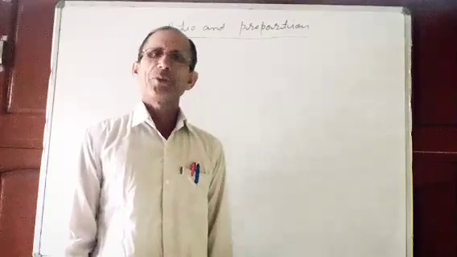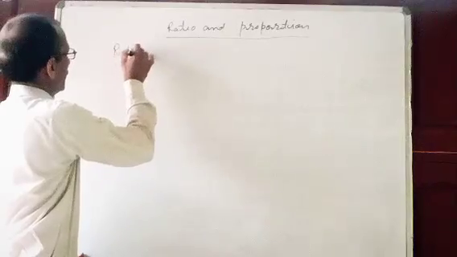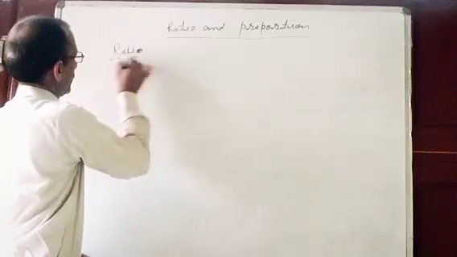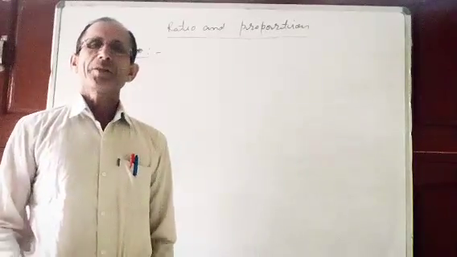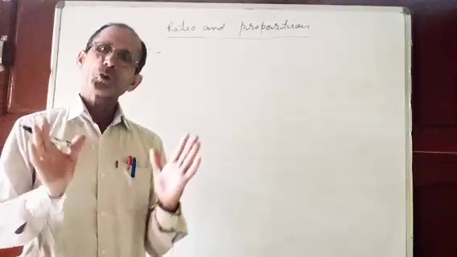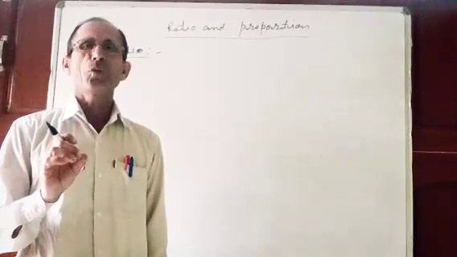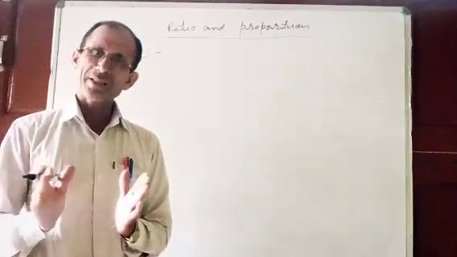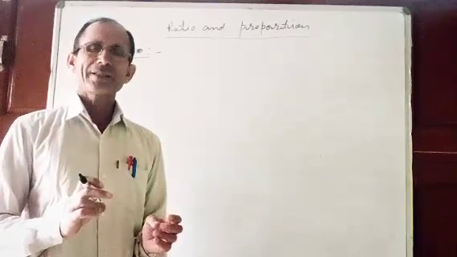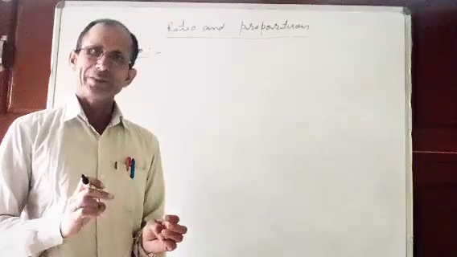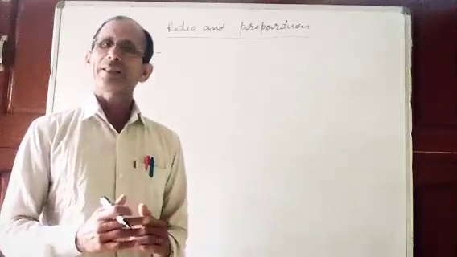So what is ratio? The ratio is the comparison of two like quantities. Like quantity means, suppose there are two students. One student's height is 1 meter 20 centimeter. The other student's height is 130 centimeter.